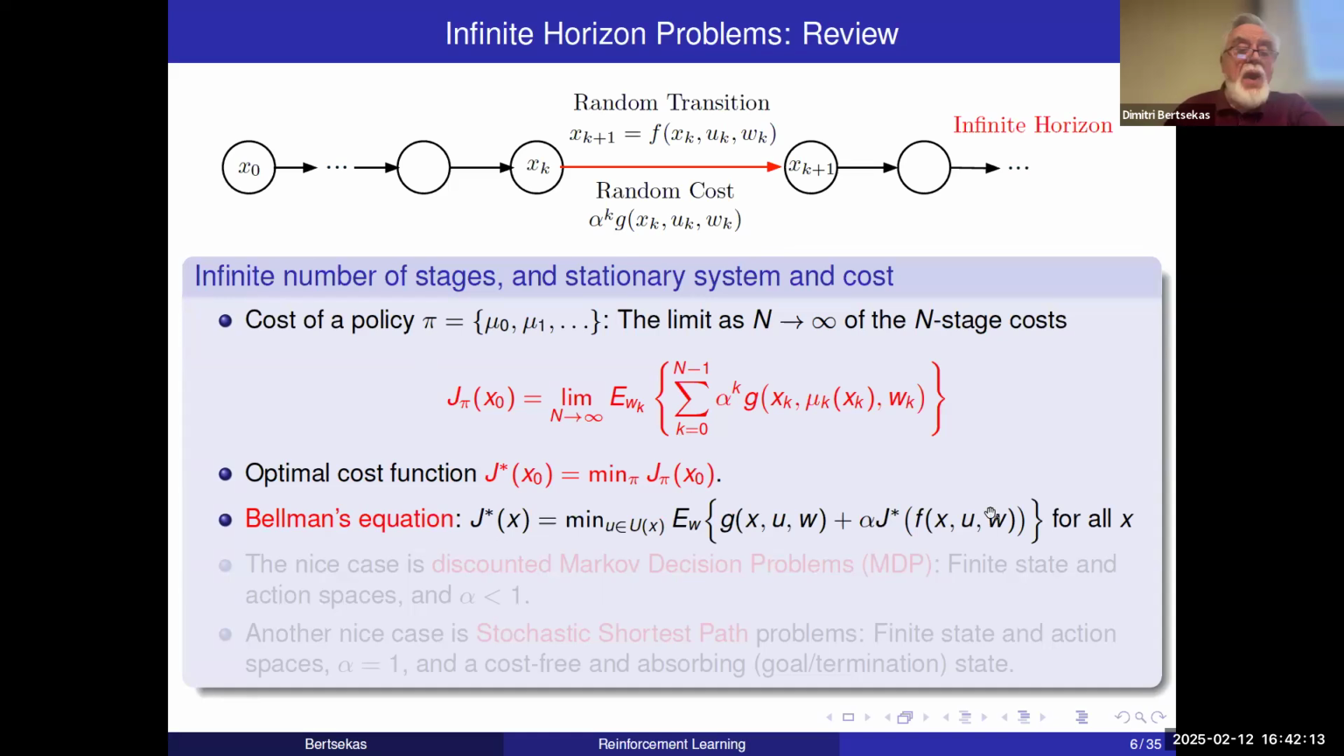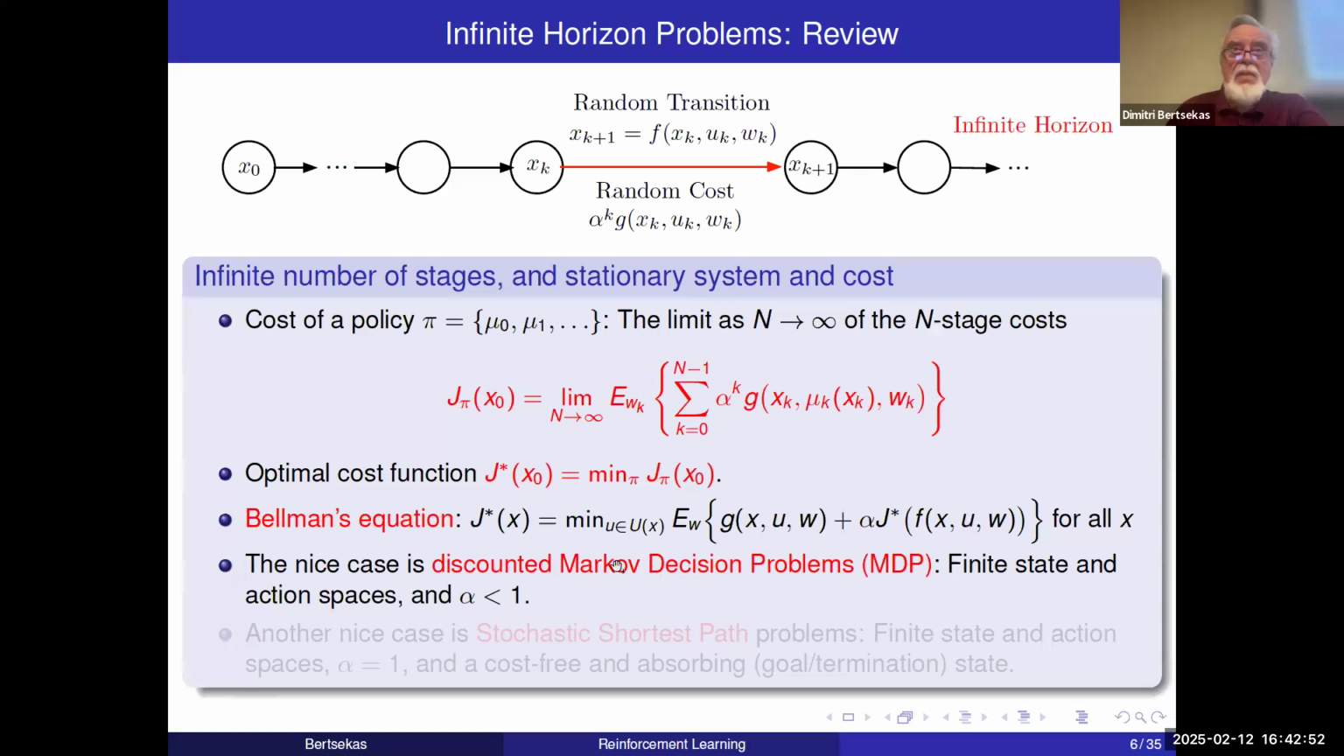And there's Bellman's equation. Bellman's equation is the limit of the dynamic programming algorithm as the finite horizon optimal costs converge to the optimal infinite horizon cost. And there are a couple of important problems that fit this category. One is discounted Markov decision problems, where you have finite state and action spaces, and alpha is less than 1. These are the good guys of reinforcement learning, the ones that most of the artificial intelligence literature deals with. Now, these are not the only ones.